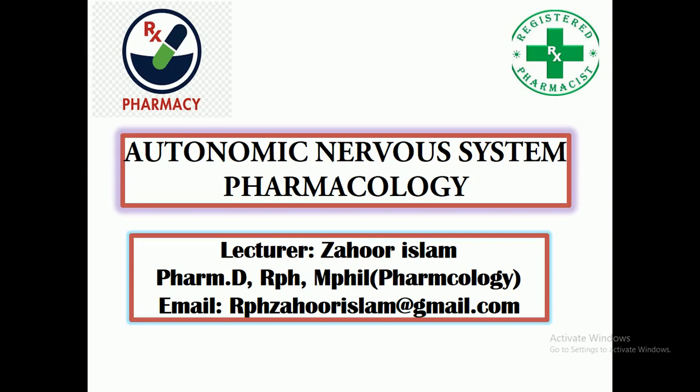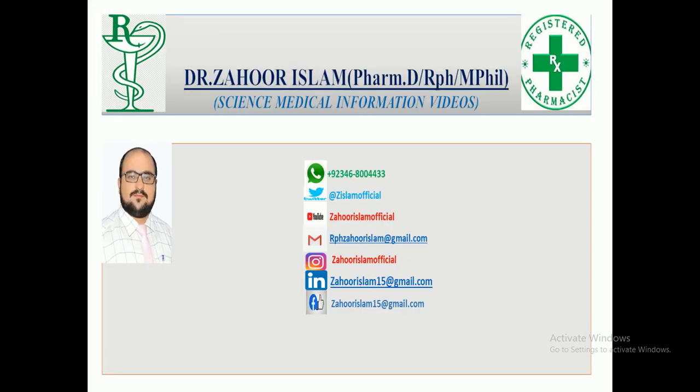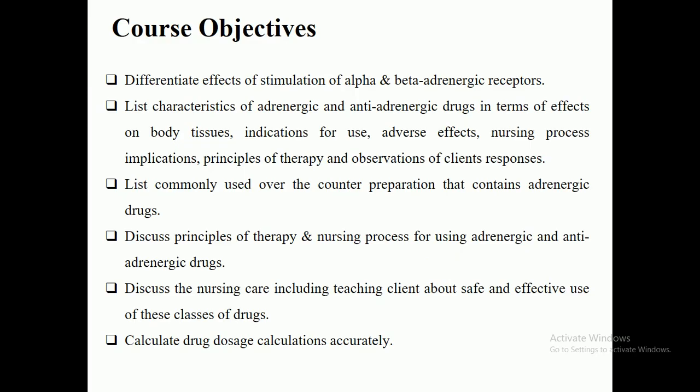We will start a new chapter, unit 3. So we'll start the topic which I'm going to present, that is autonomic nervous system pharmacology. In this chapter we will cover the different course objectives which are given already in your syllabus. So this is your course objectives. In the course objectives we will cover these relevant topics.